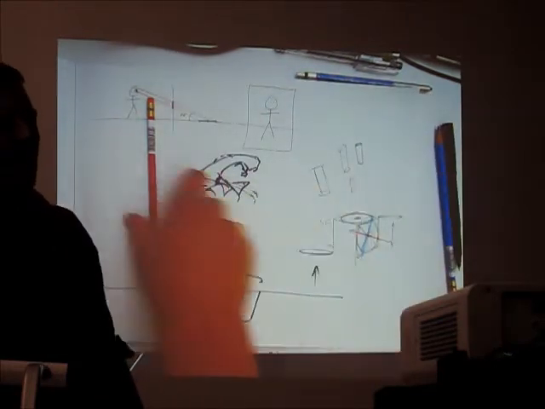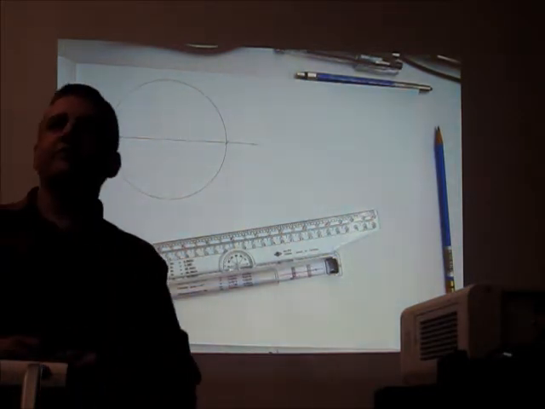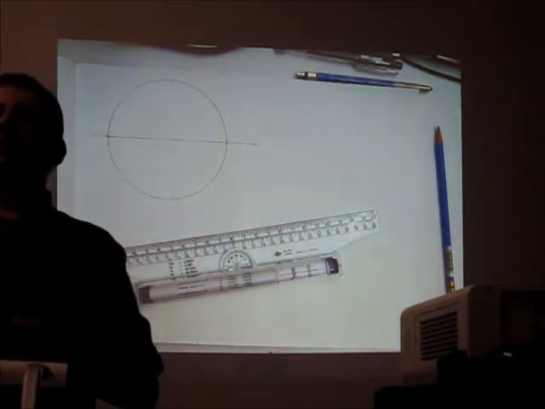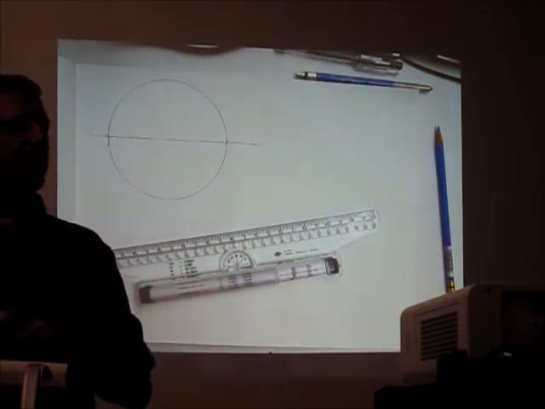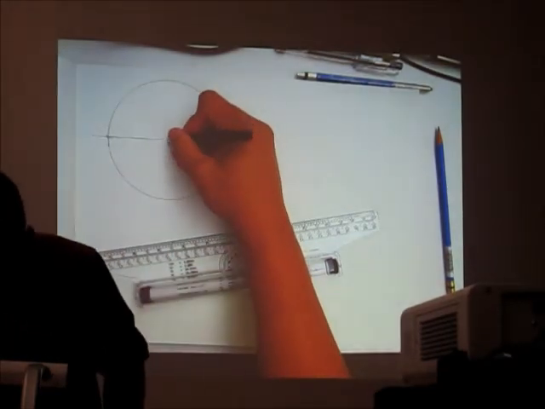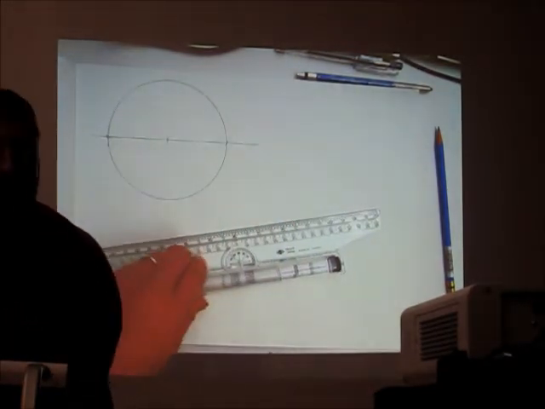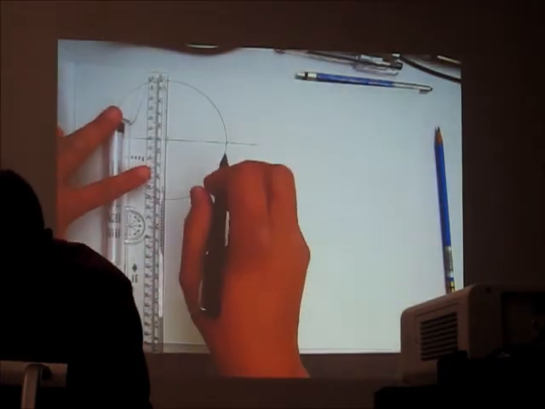Well, let me show you. What is the major axis? The major axis is the widest point of the ellipse. The ellipse at its widest point. Okay? Now, you guys look at this and you think, now wait a minute. That's the widest point of the circle. Why aren't they the same thing?